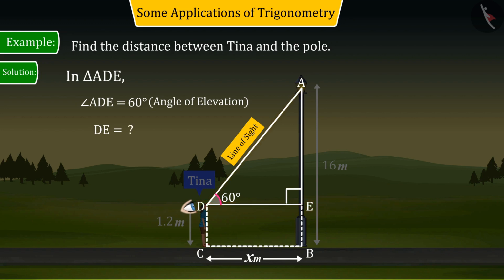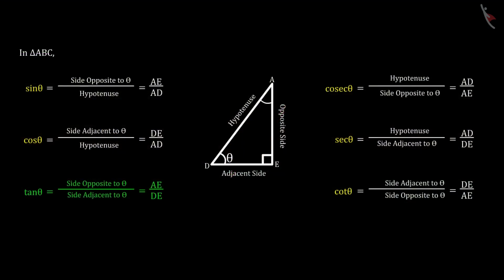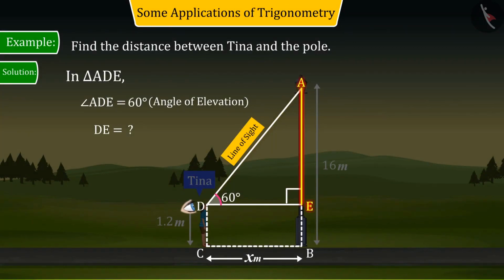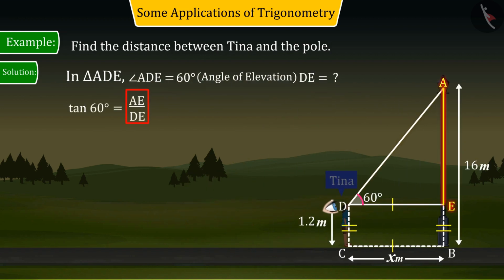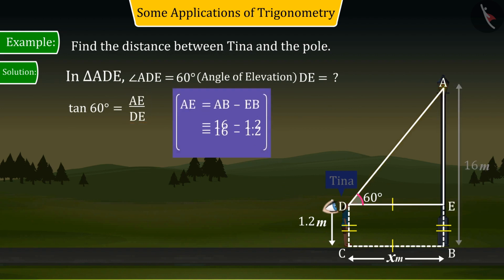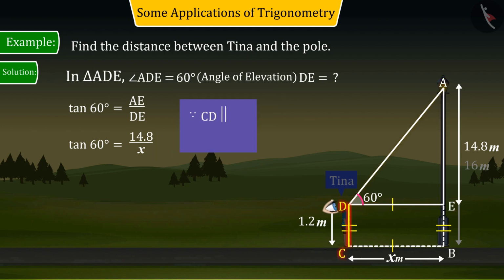With the help of the information obtained using the trigonometric ratio in triangle ADE, you can tell that the trigonometric ratio made from the side opposite to and adjacent to angle D will be tan, because here side AE is known, from which the value of tan 60 degrees is obtained as AE by DE, where the measurement of sides AE and DE is 14.8 and x meters respectively. Since CD is parallel and equal to BE and BC is parallel and equal to ED.